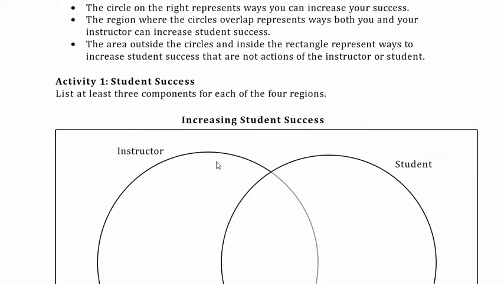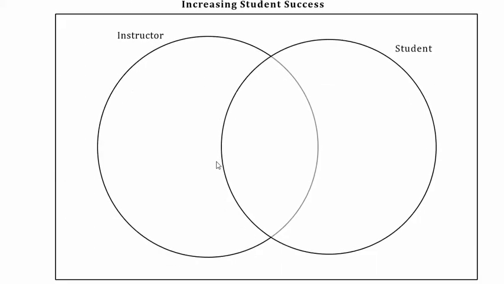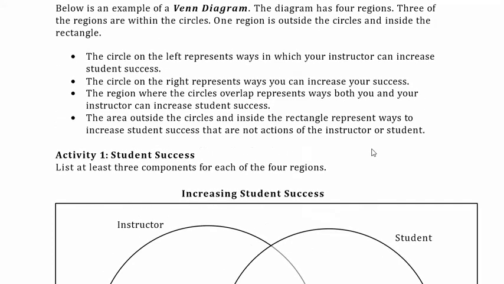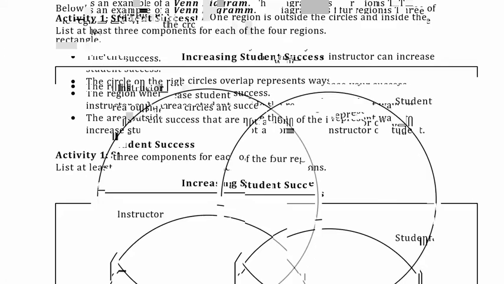In this case, we have this rectangle, which represents what we're going to call the universal set. And we've got a circle for the instructor and a circle for the student. Let's go back up here and read a little bit about a Venn diagram. So the diagram below has 4 regions. 3 of the regions are within the circles, and 1 region is outside the circles and inside the rectangle. So let's take a look at those 4 regions right now.